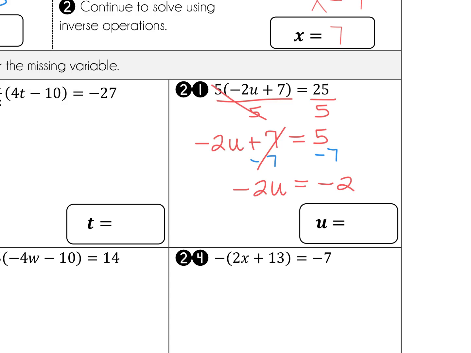Our last step will be to undo the multiplication of negative 2 times u by dividing both sides by our coefficient. Since our coefficient is negative 2, we'll divide both sides by negative 2. That isolates our variable on the left, leaving just u, and on the right, negative 2 divided by negative 2 is positive 1.